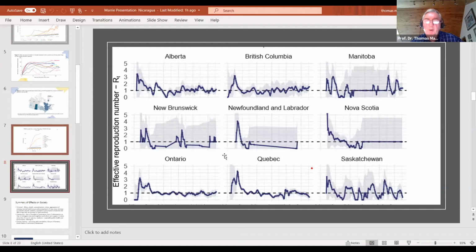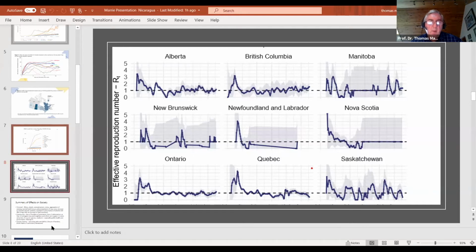So, for example, in Alberta, outbreaks in meatpacking plants account for the upswing here.